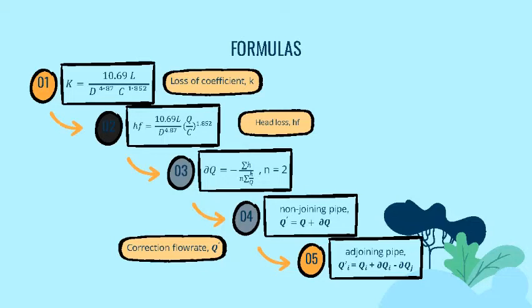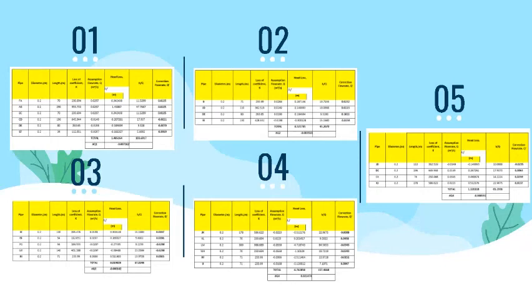Third, you need to calculate the correction flow rate. But before that, you need to know delta Q is equal to negative the sum of total H divided by N times the sum of H divided by Q. To calculate the flow rate, there are two conditions, which is the non-joining pipe and the adjoining pipe. This is the head balance method that I've calculated for my project.